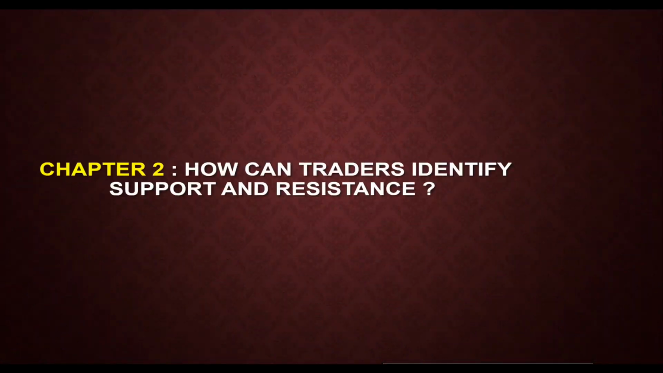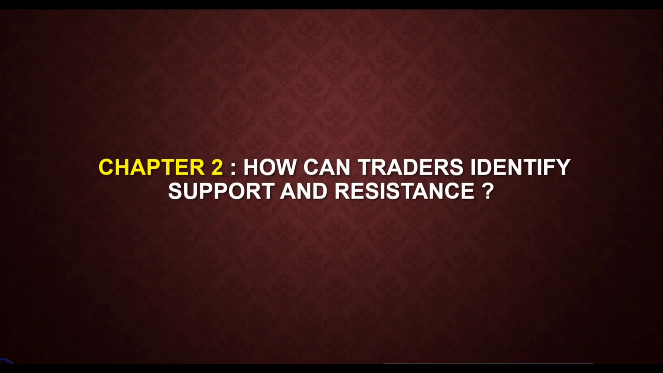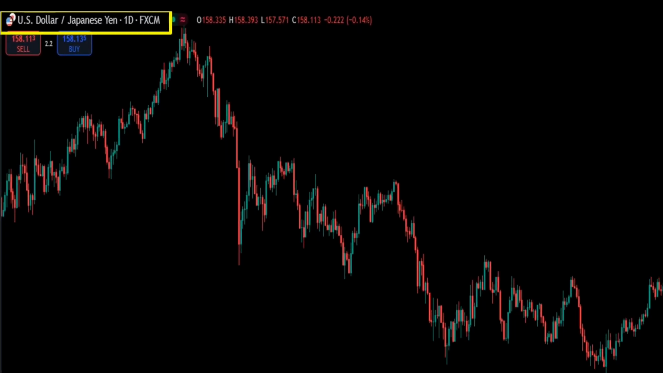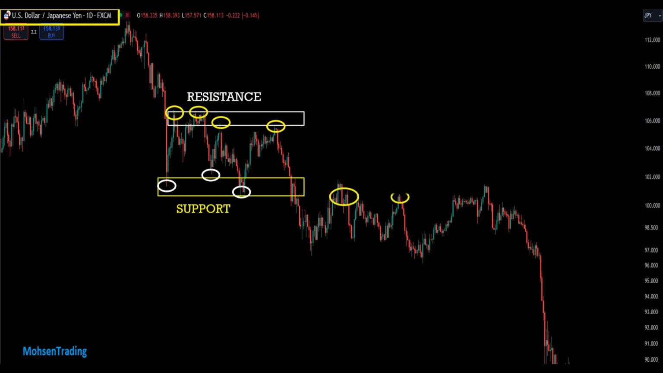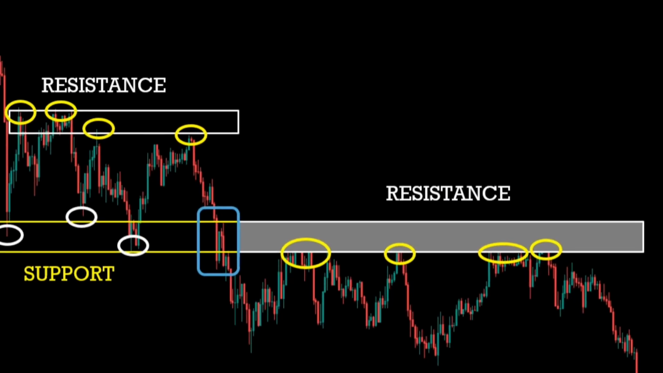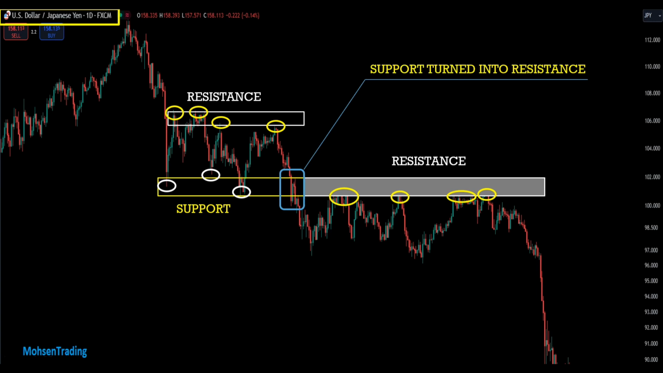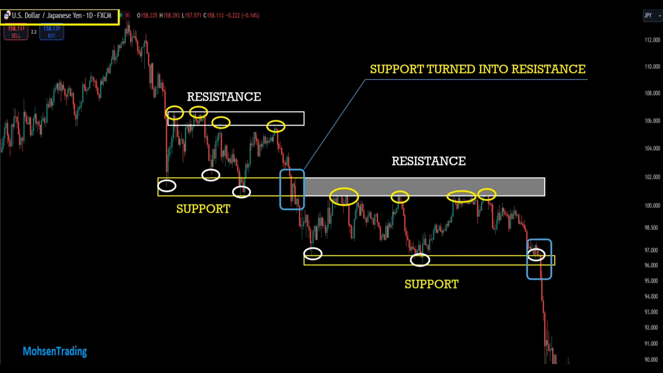How can traders identify support and resistance? In this example of the USD/JPY chart on the daily time frame, the transformation of a support level into a resistance level is shown. When the price reaches the support level and breaks through it, that area turns into resistance. Traders can make the best use of these changes and apply them to identify trading opportunities in the market.